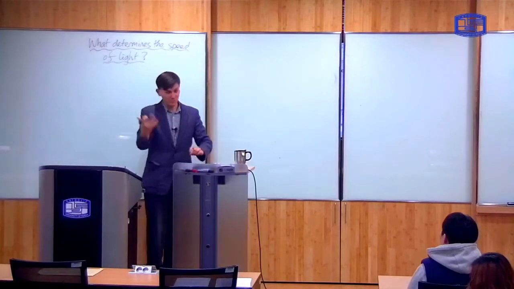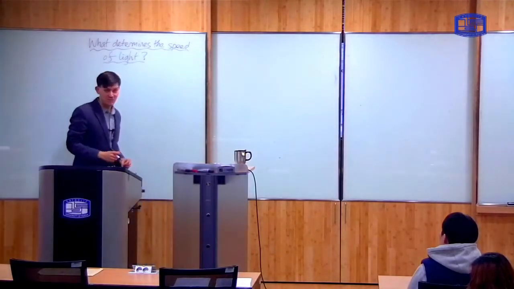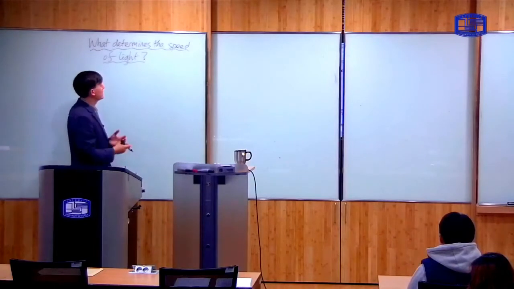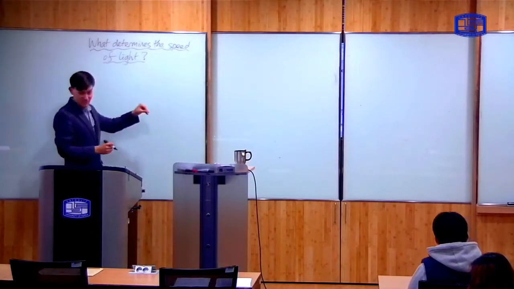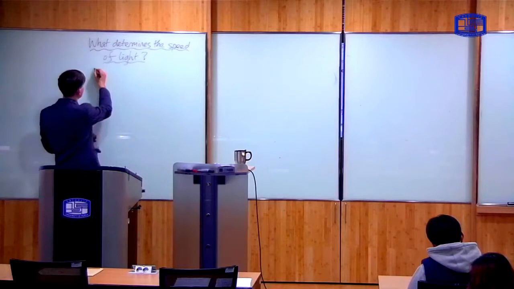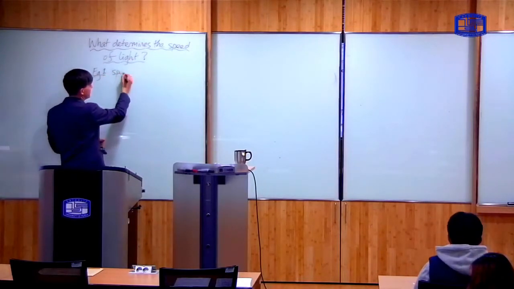So we now have been successful in measuring the speed of light, but we want to know what determines it. I gave a couple of examples last time, so let me just write those down. The first example I talked about was the speed of a bullet.